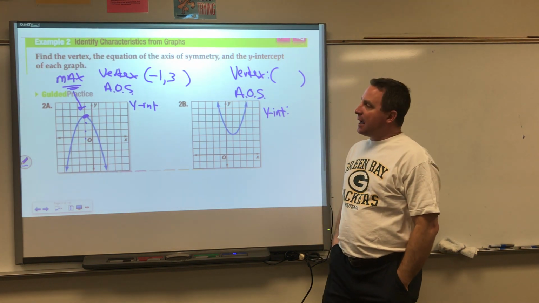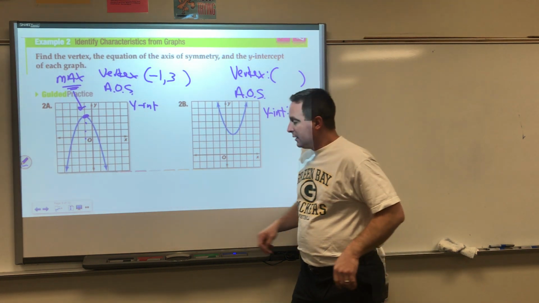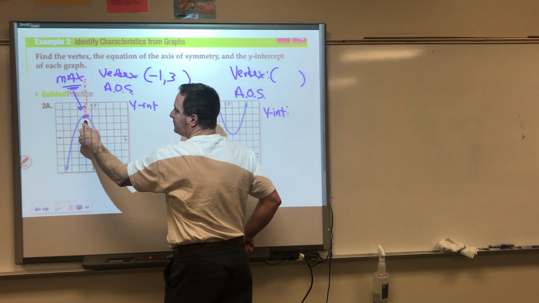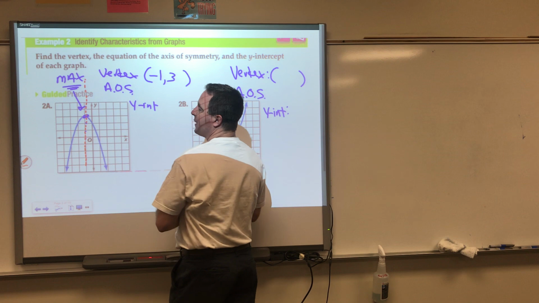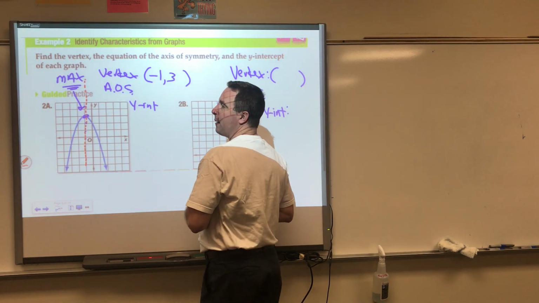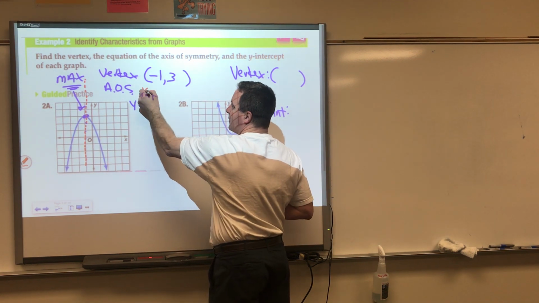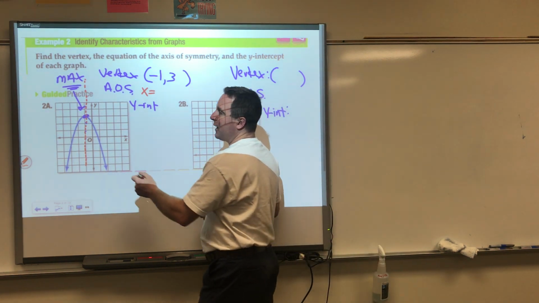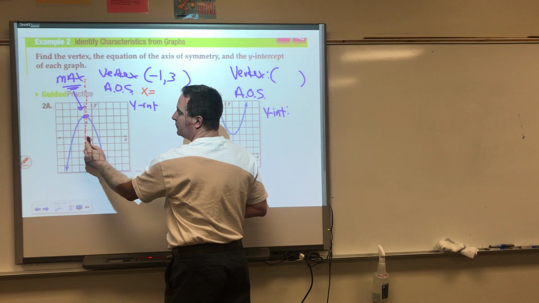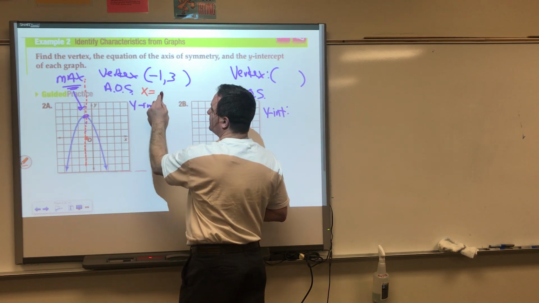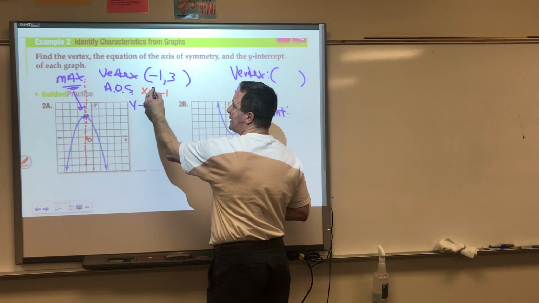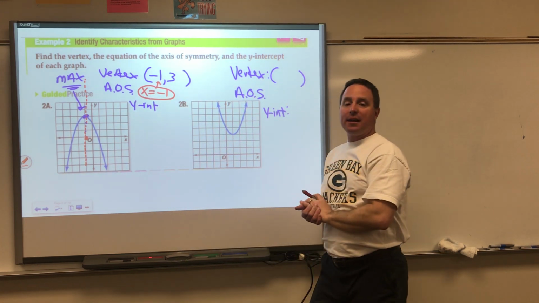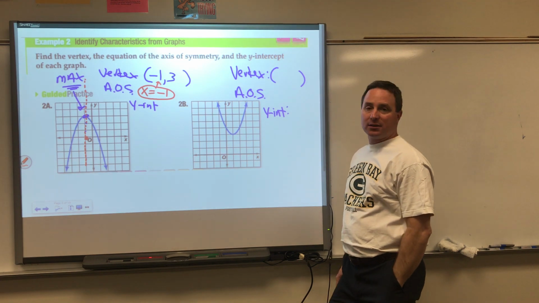Next item up for bids here is how about the axis of symmetry? Where's the line that cuts this parabola in half? Well, it's right here. It goes right through the middle of that parabola. And if you remember, the equation for the axis of symmetry is always going to be x equals something. Well, what x value did that axis of symmetry go through? It went through -1. And there it is. And as I said earlier, the axis of symmetry is always going to be the x coordinate of the vertex.